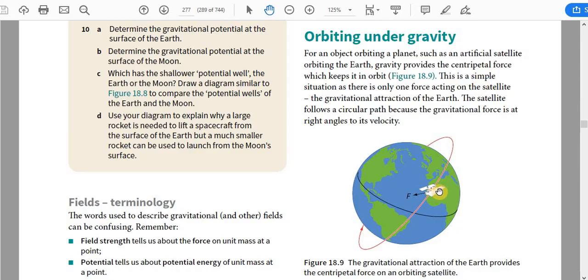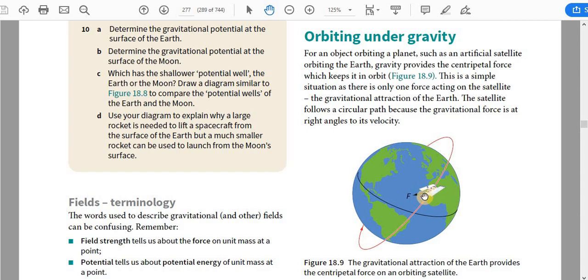Now if it's a satellite orbiting a planet, then it is the gravitational force of the planet on the satellite, or we can say the weight of the satellite due to the planet. That is the centripetal force on the satellite. That's what keeps it in orbit. This is a simple situation, as there is only one force acting on the satellite, the gravitational attraction of the earth.